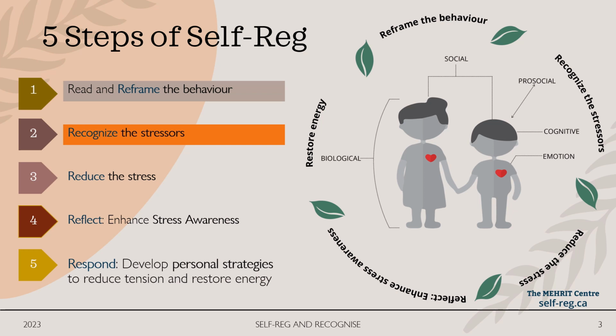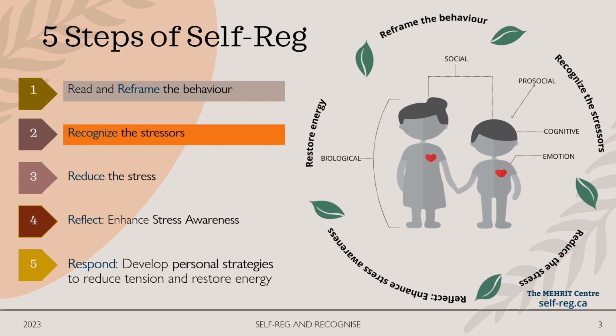This is a quick review. We know that self-reg is a process that comprises 5 steps. The first step is reading and reframing that behavior. The second step is recognizing the stresses. The third step is reducing the stress. The fourth step is reflecting and enhancing the stress awareness. And the fifth step is responding, so developing personal strategies to help reduce and restore energy.